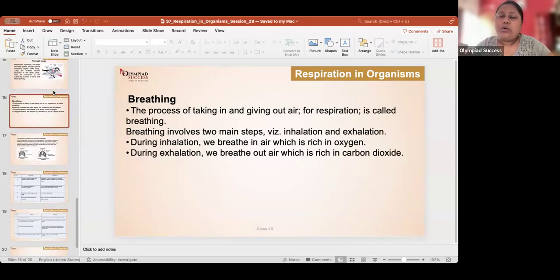So you know that what is breathing? Breathing is the process of inhalation and exhalation of gas or air, whatever you call it. Okay? And the two processes involved are inhalation and exhalation. When we inhale, the air is rich in oxygen. And when we exhale, the air is rich in carbon dioxide. Clear?